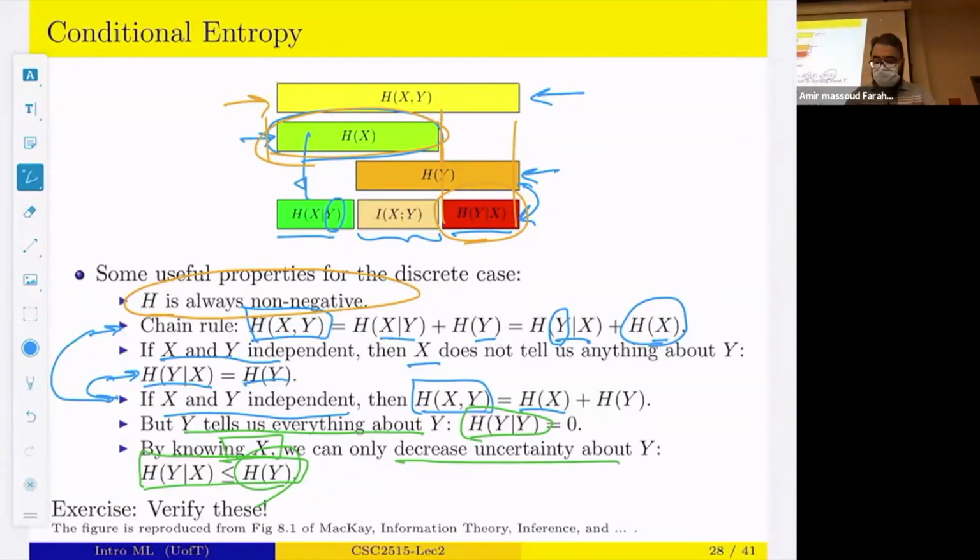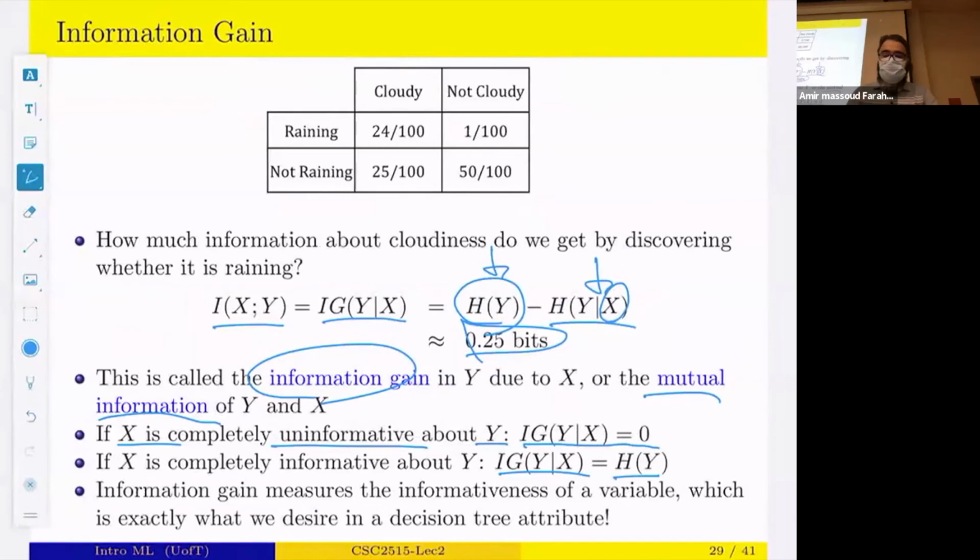I think in the context of decision trees, people talk about information gain because it sounds like the gain is similar to what we talked about before, but in information theory, people talk more about mutual information.